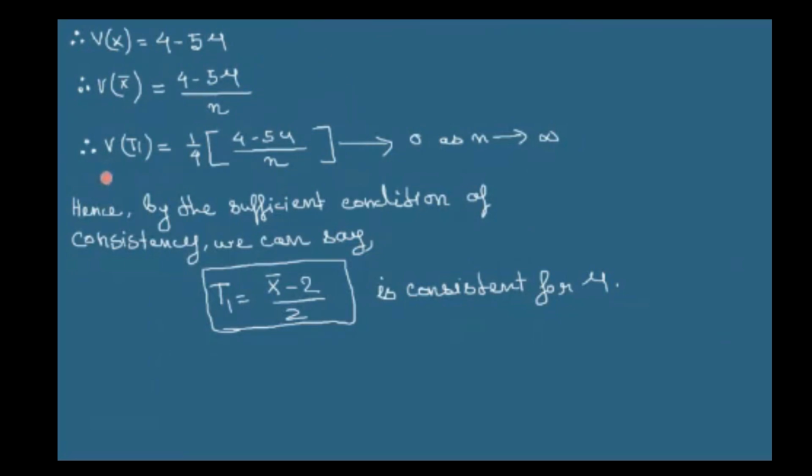Therefore, if we calculate the variance of T1, it turns out to be 4/n, which tends to 0 because there is n in the denominator, which tends to 0 as n tends to infinity. Hence, by the sufficient condition of consistency, we can say that T1, which is equal to X̄ - 2, is consistent for μ.